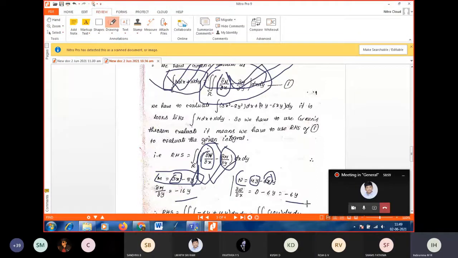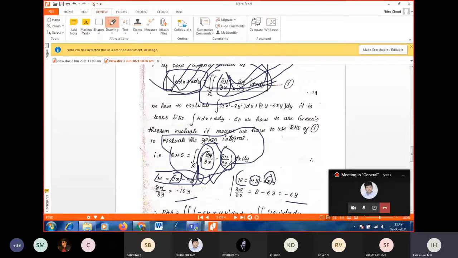Okay. Now I consider the RHS. I want to simplify only the RHS because the LHS is given. Given the LHS, we have to find the RHS. If they give the double integral, they will give the RHS and we have to find the LHS value. So here they have given the LHS, and we are using the RHS to evaluate it.